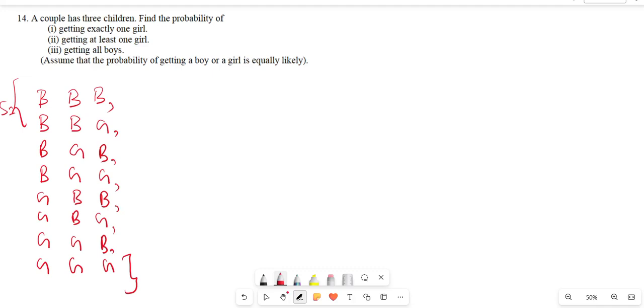Now the first question: getting exactly one girl. You can see where exactly one girl is available. Here one girl is available, and here also one girl, two boys and one girl. Here two girls, and here also one girl is available. Here two girls, three girls. So here it is 3. So 3 divided by the total number of outcomes, which is 8. Sorry, the previous one was 16, but now it is 8, because it is 2 to the power 3. So 3 divided by 8 is the answer for the first one.